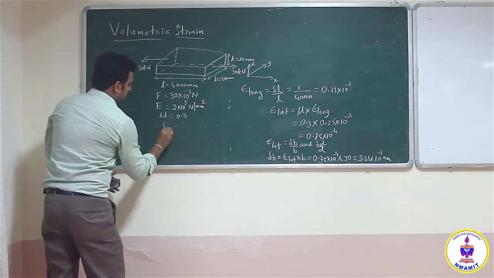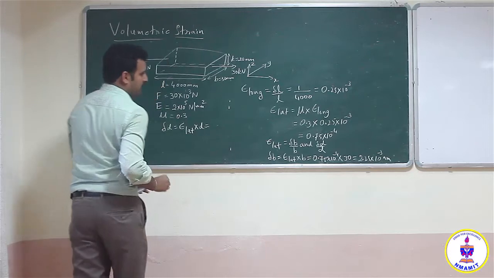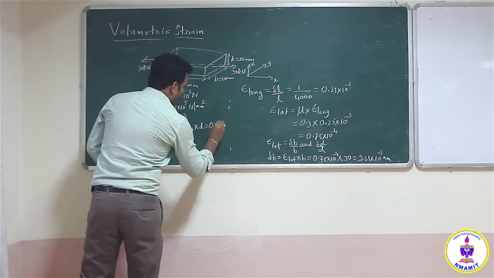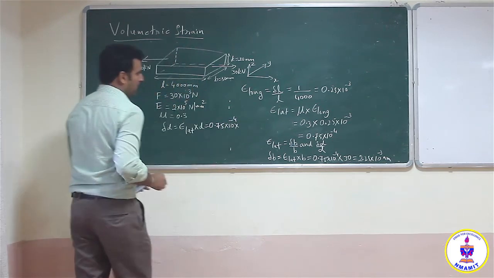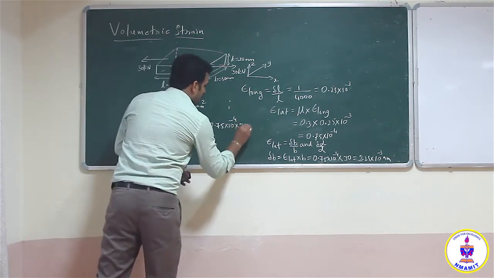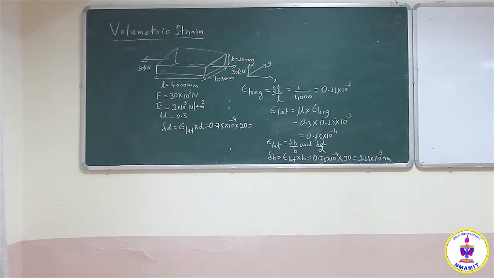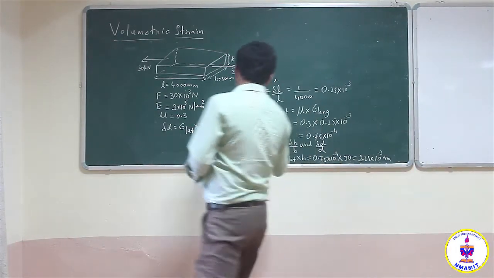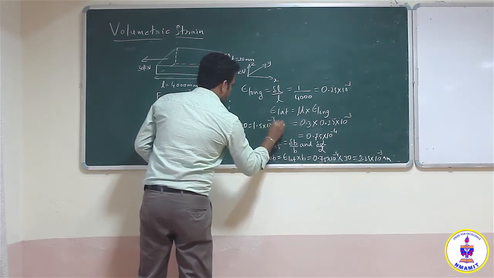So change in depth equal to again lateral strain into original depth, it is 0.75 into 10 to the power of minus 4 into depth is 20 mm. So change in depth will be 1.5 into 10 to the power of minus 3 millimeter.